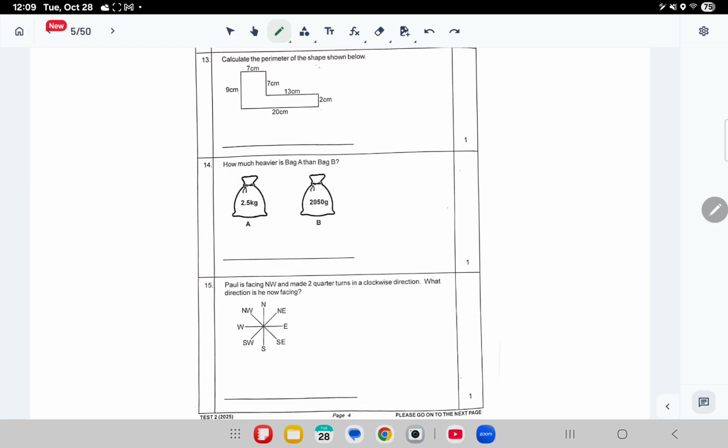Number 13, calculate the perimeter of the shape shown below. Perimeter, we know, is the distance around the shape. Alright, we first examine the shape here and ensure that we have the lengths of all the sides. So we have 7, 7, 13, 2, 20, 9. So good. So we know now that we have all the measurements for all sides forming the shape. So now all we need to do to calculate the perimeter is add all the sides together.